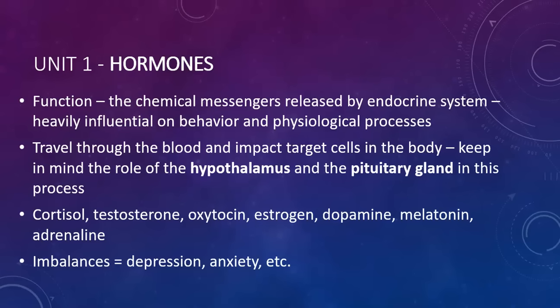Now, in terms of hormones, think of these as the chemical messengers that are released by the endocrine system, very influential on our behavior and psychological, physiological processes. So when they do travel throughout the blood, they hit target cells, and keep in mind the critical role here again of the hypothalamus and the pituitary gland in this process. I would be very familiar with a lot of these different hormones. Just to mention a couple of these, think cortisol with stress, testosterone with aggression, estrogen, of course, being the female sex hormone, melatonin in terms of regulating the sleep-wake cycle. And when you do have imbalances of these, you can have depression, anxiety, and a lot of other issues.